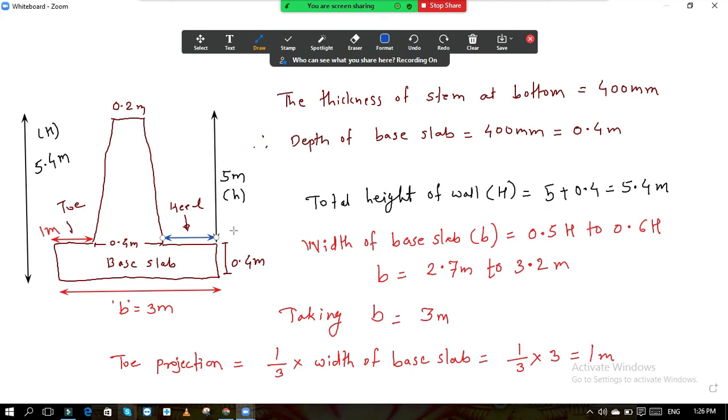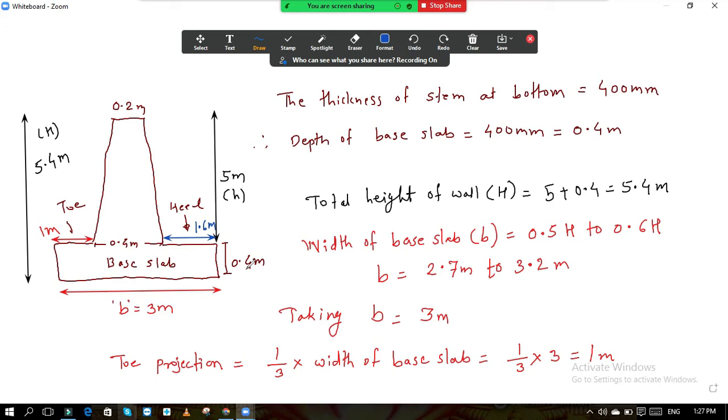Okay. So how much will it be? So 3 minus 1.4. This is 0.4, no? So how much does it become? See, this total is 3. 3 minus 1, 2 meter. 2 minus 0.4, so how much is it? 1.6. So this remaining is 1.6 meter. If you add all of these, 1 plus 0.4 plus 1.6, you should get the base as 3 meter. Okay.